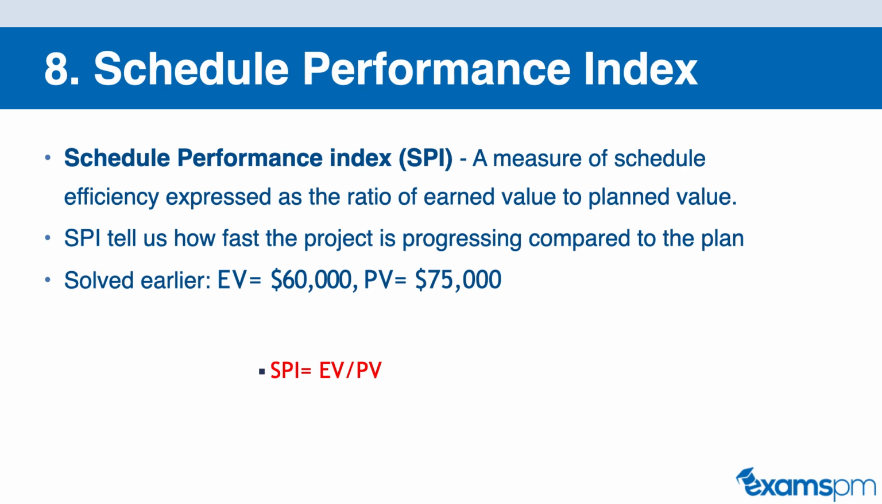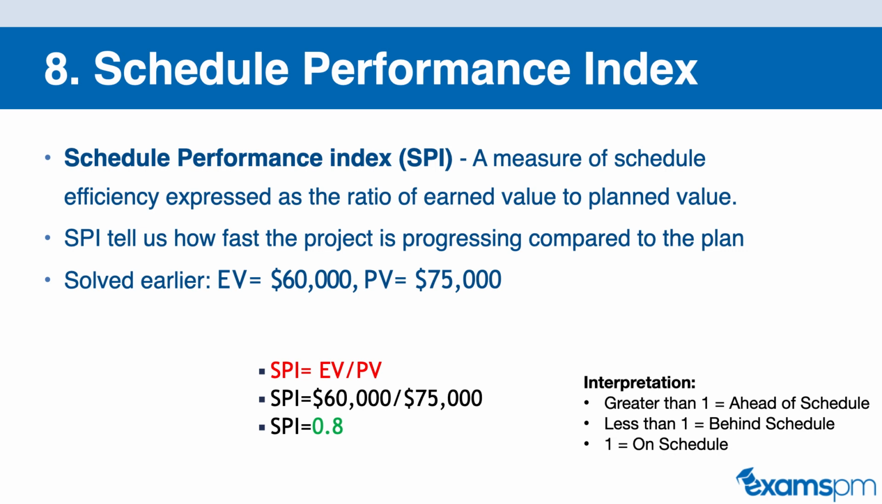So when we plug in the numbers from our example, we know that our earned value is 60,000 and our planned value was 75,000. So 60,000 divided by 75,000 gives us an SPI of 0.8. Now, is this good or bad? Well, here is how you can interpret this.